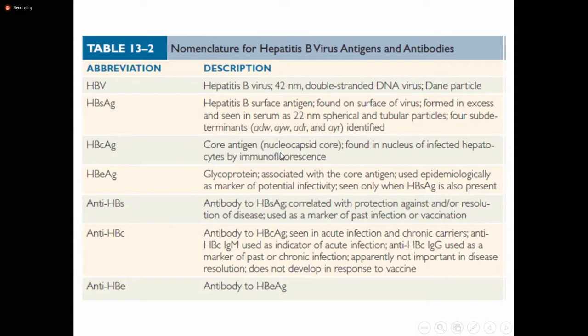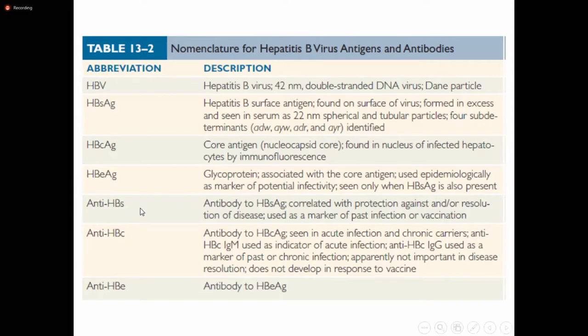Hepatitis core is the nucleocapsid and can be detected by immunofluorescence. Hepatitis E antigen is a glycoprotein associated with the core antigen. When you detect it in the blood, for example, it means that this person is highly infectious. When you detect hepatitis B surface antigen in the blood together with E antigen, it means this individual is highly infectious.